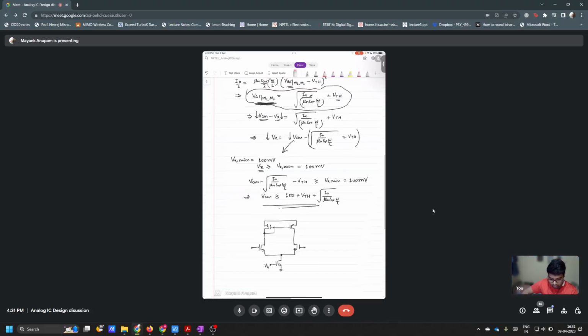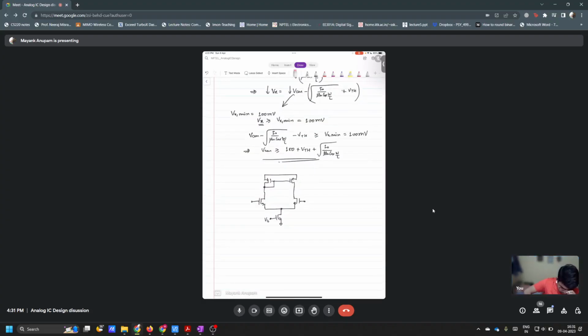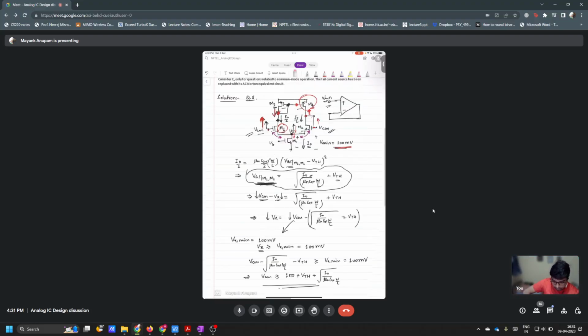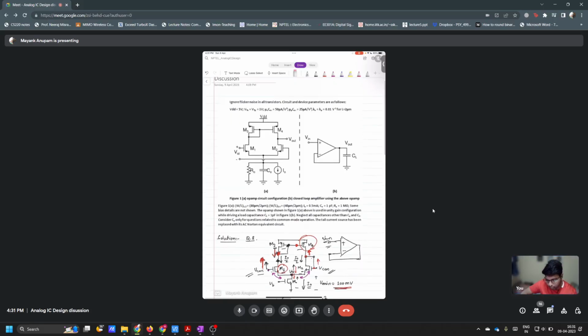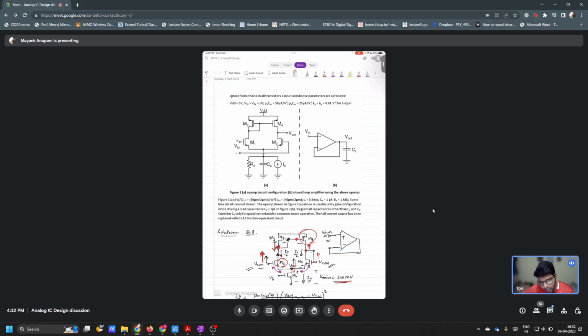Sir, I have one doubt. How do we calculate the common mode gain of a differential amplifier with a current mirror load? You are asking what is the common mode gain between input and output? Yes, sir. So what is the definition of common mode gain? We apply equal incremental inputs, correct.